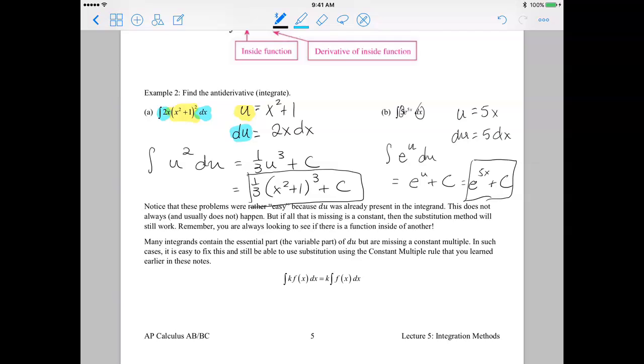Now, this paragraph towards the bottom of page 5 of the notes is basically just talking about the fact that in example 2, the constant that we needed was in the problem already. That is not always going to happen, and in fact, it's usually not going to happen. And so in the next page of the notes, on page 6, we're going to show you how to work problems where that constant may or may not be there.